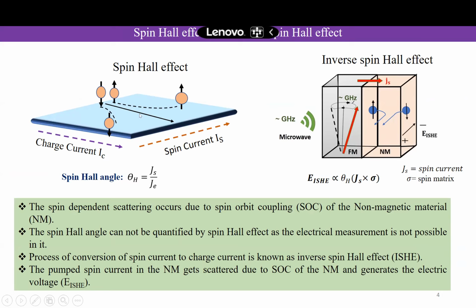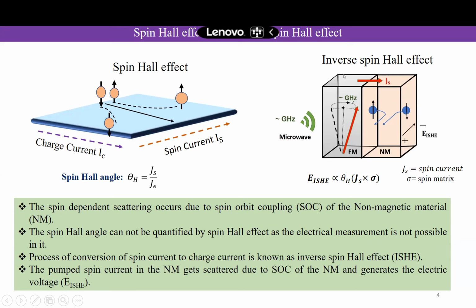So we cannot figure out by electrical methods how much spin current gets generated here. The spin current density divided by the applied charge current density is known as the spin Hall angle. If the spin Hall angle is larger, the conversion from charge current to spin current will be larger. The method we use to find this quantity, the spin Hall angle, is the inverse spin Hall effect.